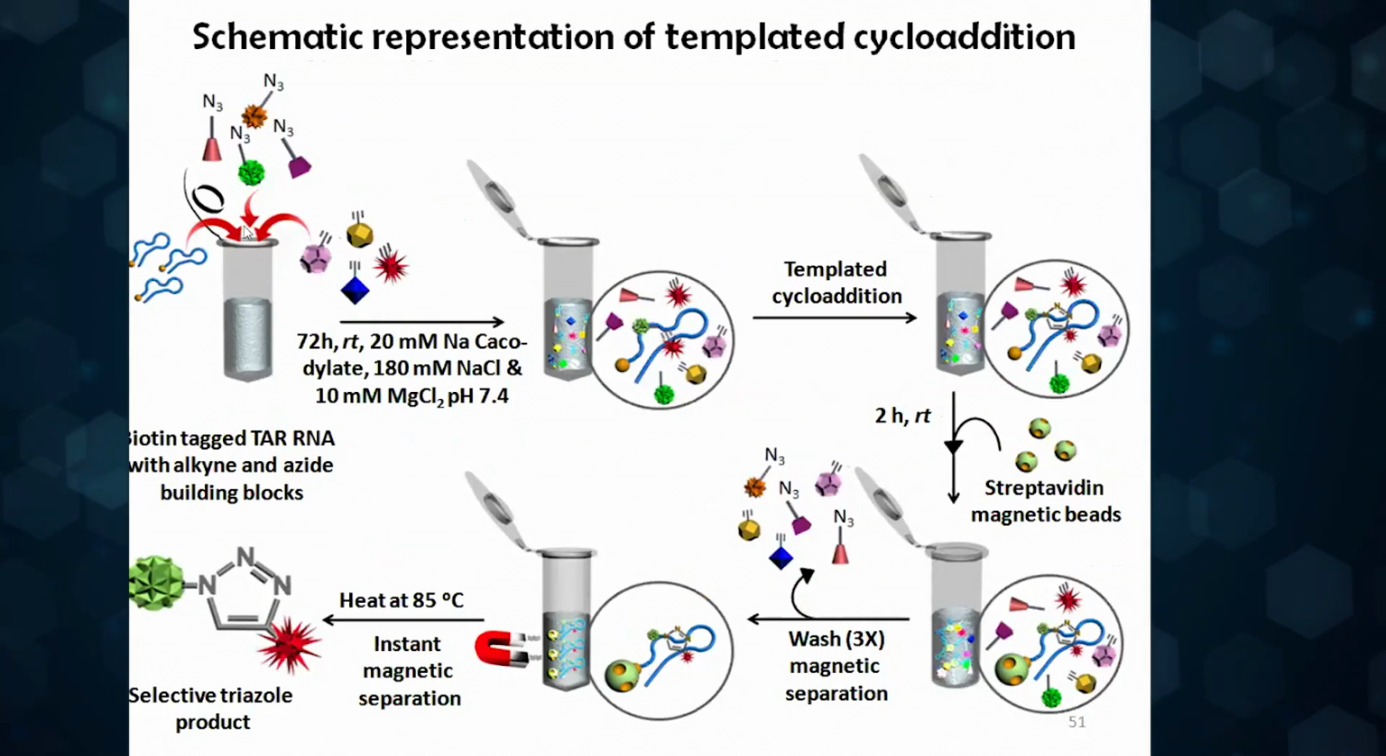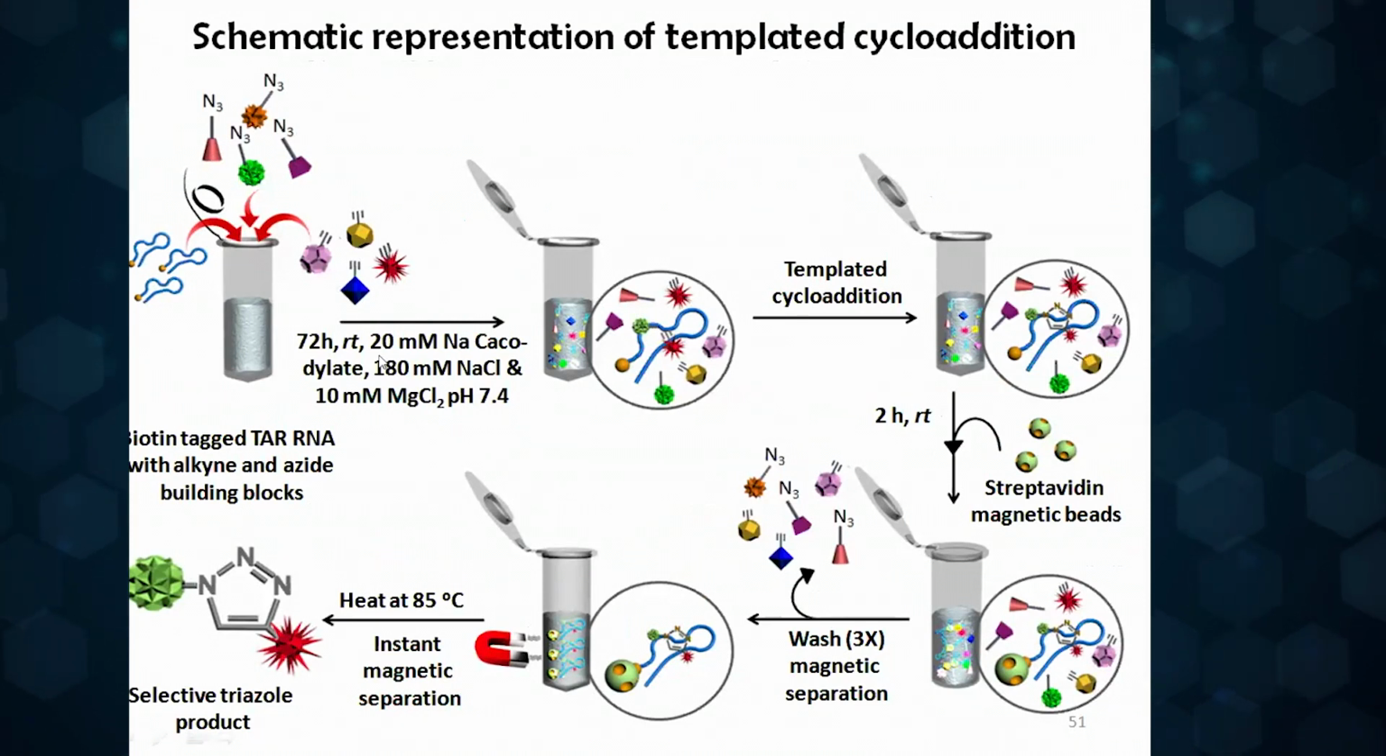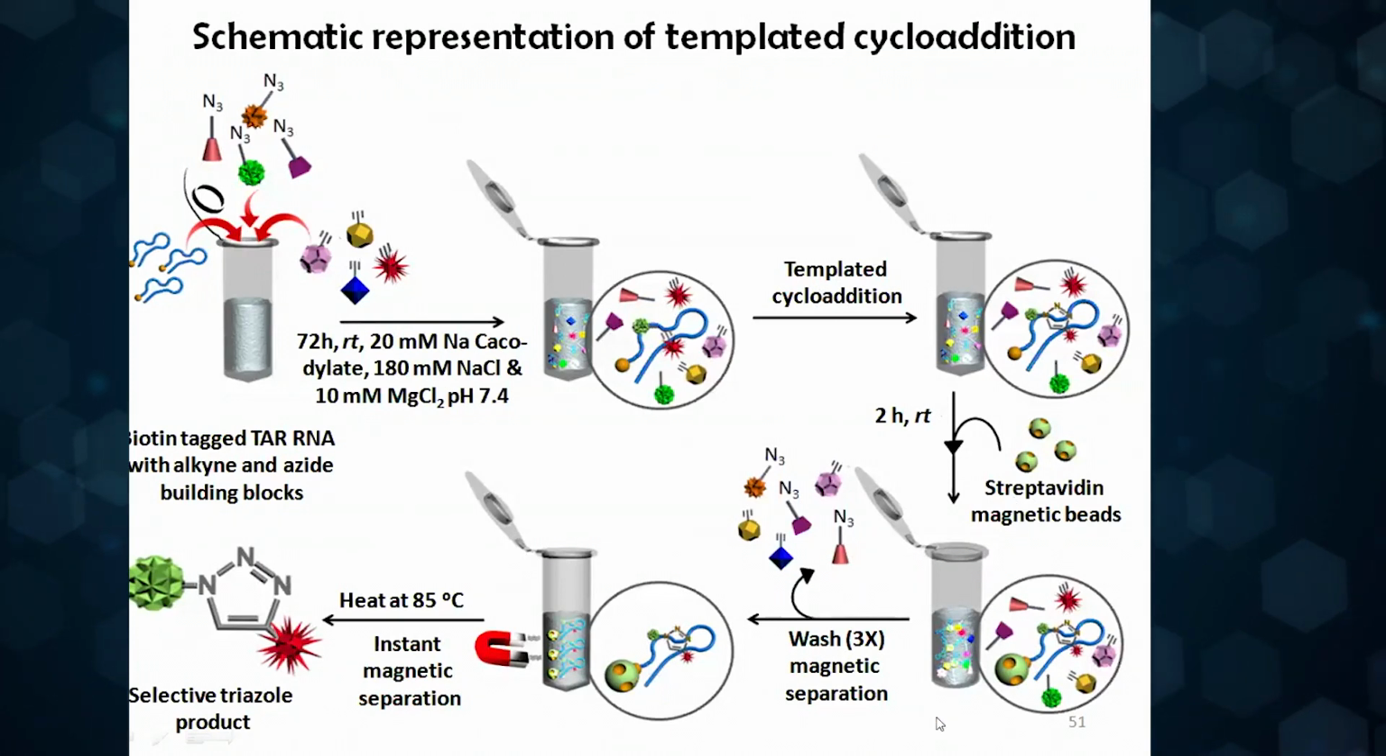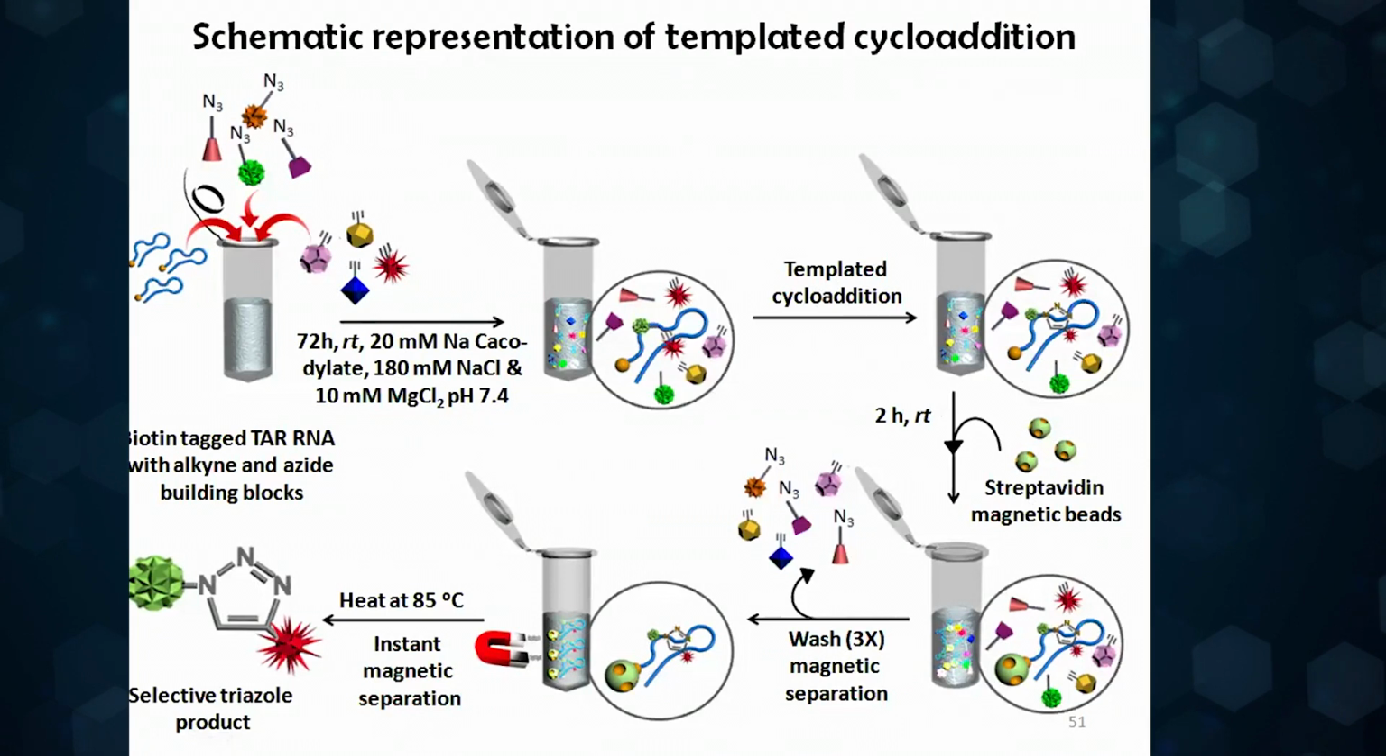That is, the alkyne and azide fragments were incubated with biotin-tagged TAR RNA. We used biotin-tagged TAR RNA so that it can be easily separated by streptavidin beads. Then we give sufficient reaction time for the templated cycloaddition, and use streptavidin magnetic beads to isolate the TAR RNA along with the newly formed triazole products. The unreacted starting materials remained in the supernatant. Then by magnetic separation and heating, we could separate the triazole products, which were then characterized by HPLC and mass.